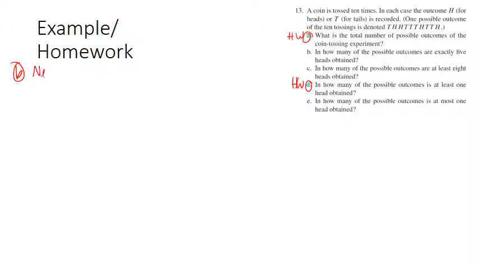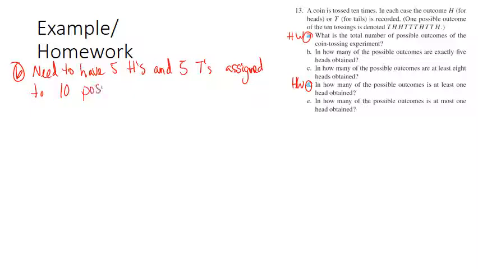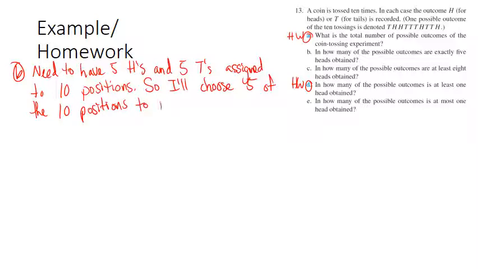So we need to have 5 H's and 5 T's assigned to 10 positions. What I'm going to do is choose 5 of the positions, and I'm going to put my H's there. So I'll choose 5 of the 10 positions to put H's in, and then I'll fill the rest with T's.